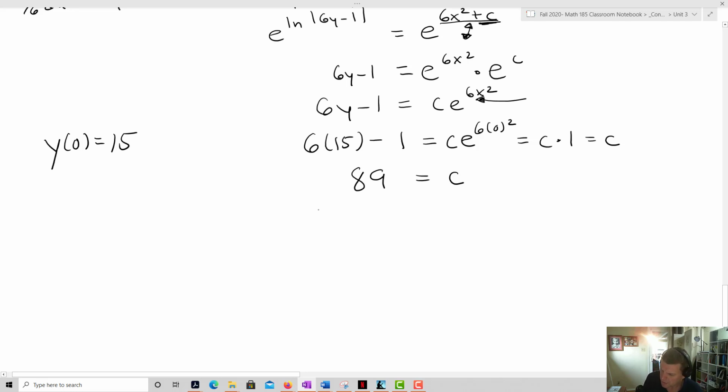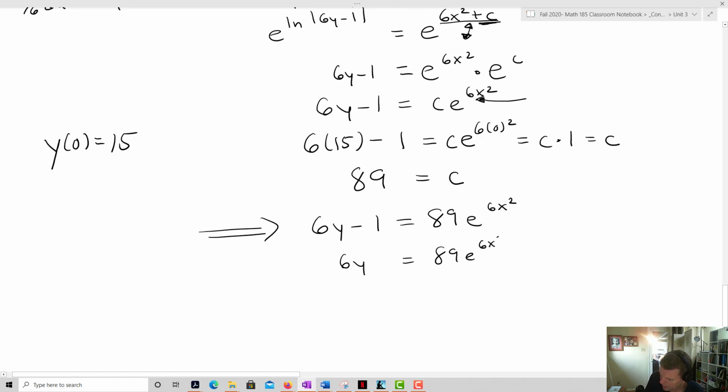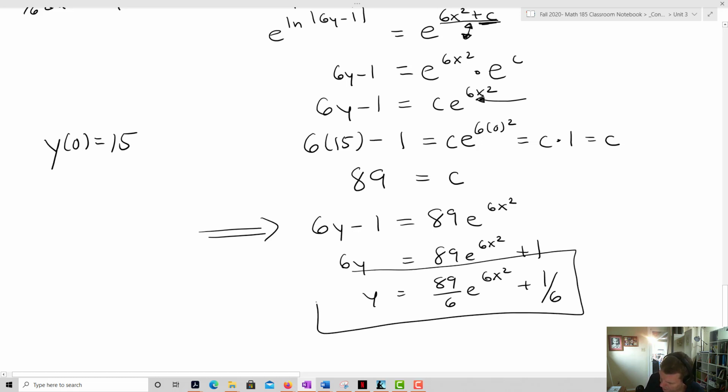Awesome. So now what I get is that 6y minus 1 is going to equal 89 e to the 6x squared. And now I just need to solve for y. So 6y is going to equal 89 e to the 6x squared plus 1. And so y is going to equal 89 over 6 e to the 6x squared plus 1/6. And that is my particular solution.